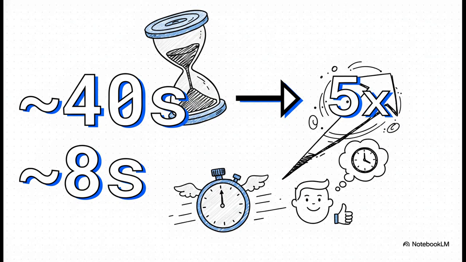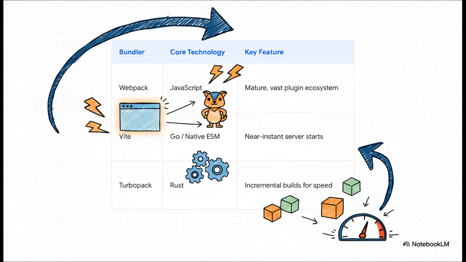In one case study, just flipping a switch to turn on caching took a 40-second build all the way down to just 8 seconds. That's a 5 times improvement. That's the kind of change that gives developers their valuable time and focus back. But just tweaking the old tools wasn't the final chapter.